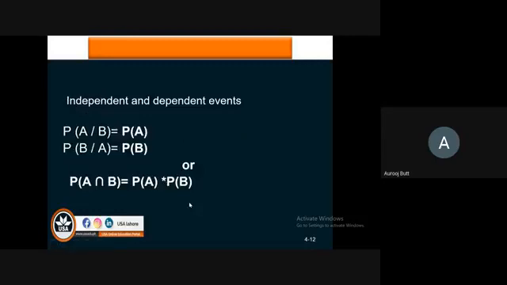So this was the concept related to independent and dependent events. If you are asked in the question whether they are independent or dependent, then simply determine whether the left hand side is equal to the right hand side. If inequality holds between both of these sides, then you simply say that the events are dependent.